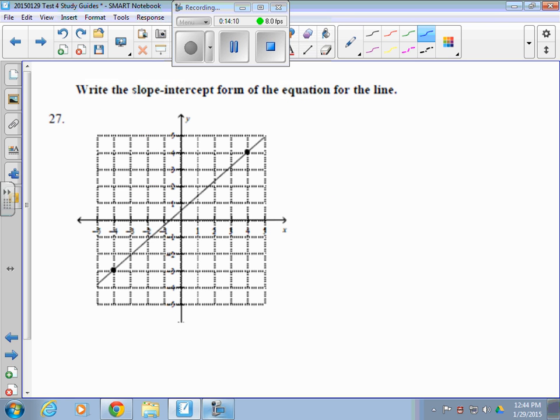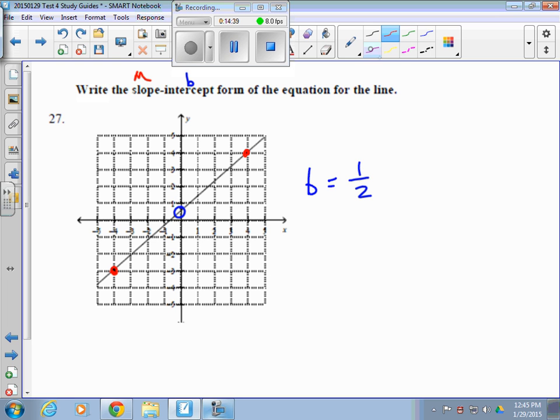27, write the slope-intercept form of the equation. You need 2 things to write this. You need a slope and you need an intercept, more specifically a y-intercept, this point. Now you have to estimate that point compared to how we've been doing it. The estimate of that point is 1/2. So let's go with that for right now. B is 1/2. To find the slope, use the 2 points that are highlighted.